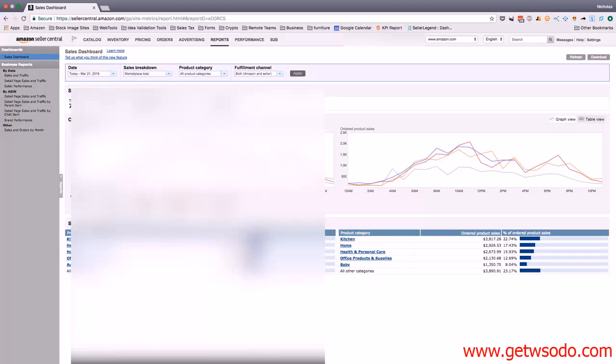All right, here we are. So I have one of my accounts open here, and here you can see this is the business report dashboard, so we can see how much we've done in sales for the day so far. And we can see a snapshot off of the dates, the marketplace total, and so on.